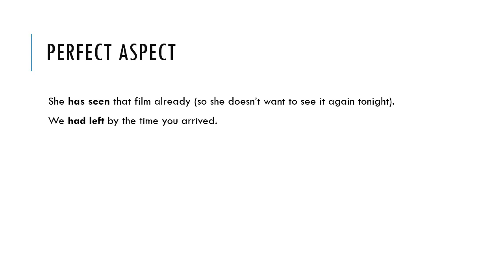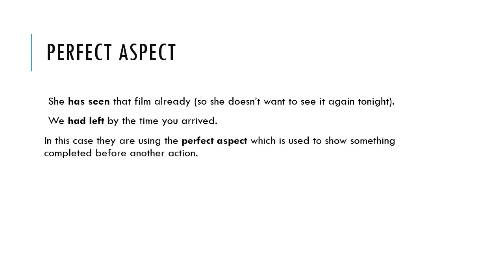Next one is perfect aspect. In this case, they are using the perfect aspect, which is used to show something completed before another action. So we can see the different forms of the verbs. We have has, have, and had for the auxiliary, and we will have verb 3 in the sentence construction. The first one is called present perfect, and the second one is called past perfect. So the aspect is perfect, and it is signaled by auxiliary have plus verb 3.